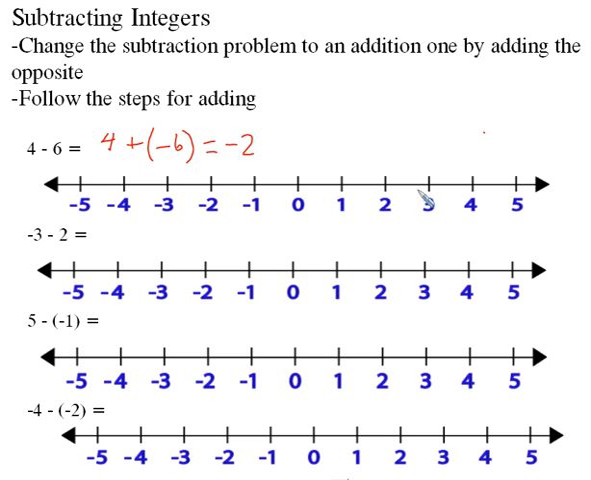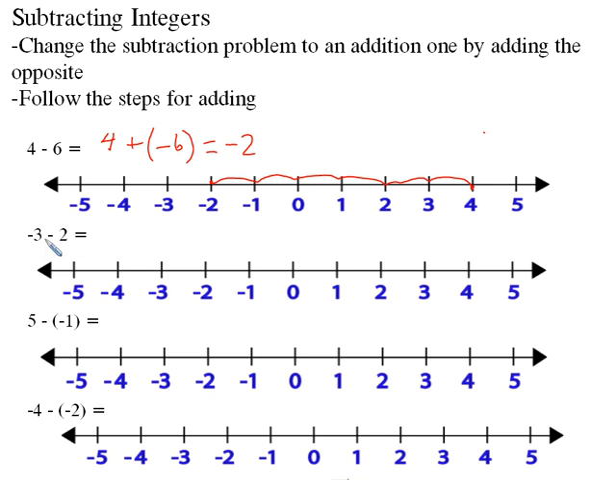And let's see how this works over here. We start off with 4. Then we add negative 6 to it. So we go 1, 2, 3, 4, 5, 6. So that makes perfect sense.